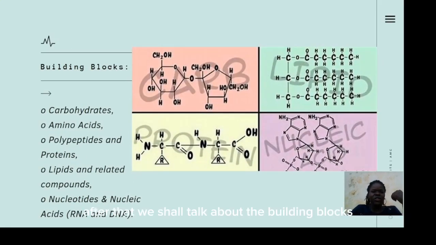After that, we shall talk about the building blocks. You notice I told you biochemistry is about organic chemistry, and among the organic chemistry, we talk about homologous series and some organic compounds. So carbohydrates, amino acids, polypeptides and proteins, lipids and related compounds, nucleotides and nucleic acids, all these are biomolecules.